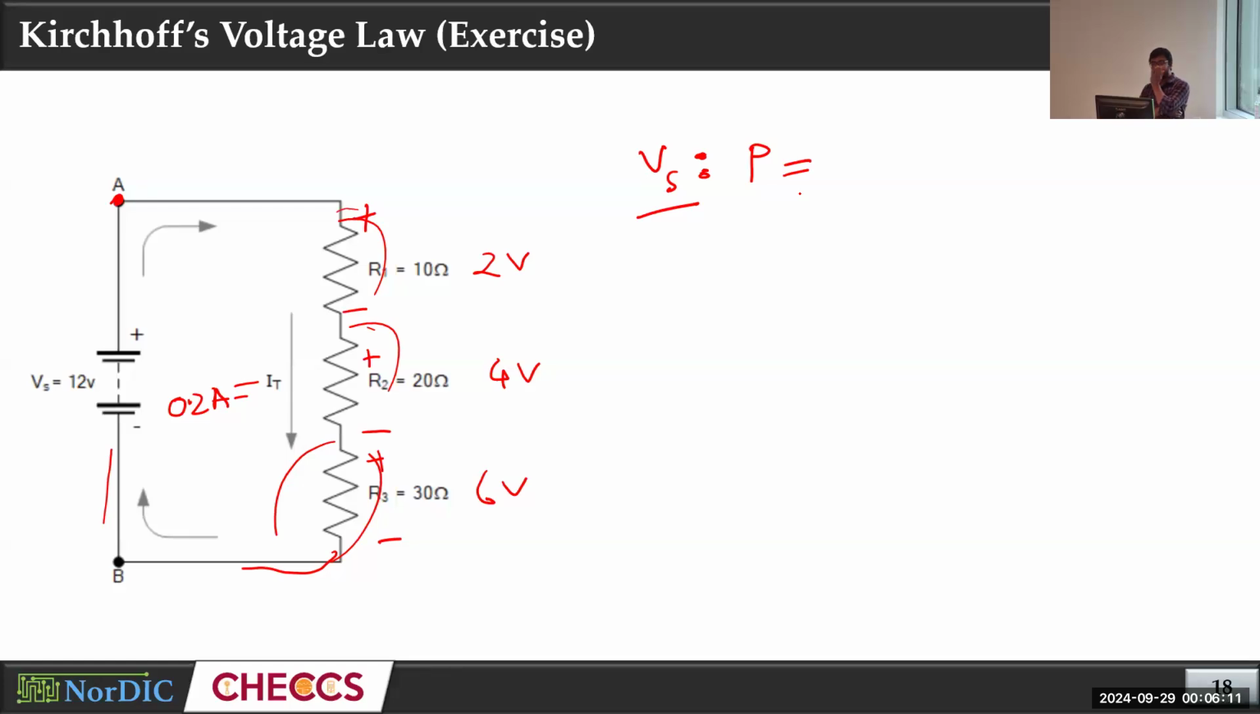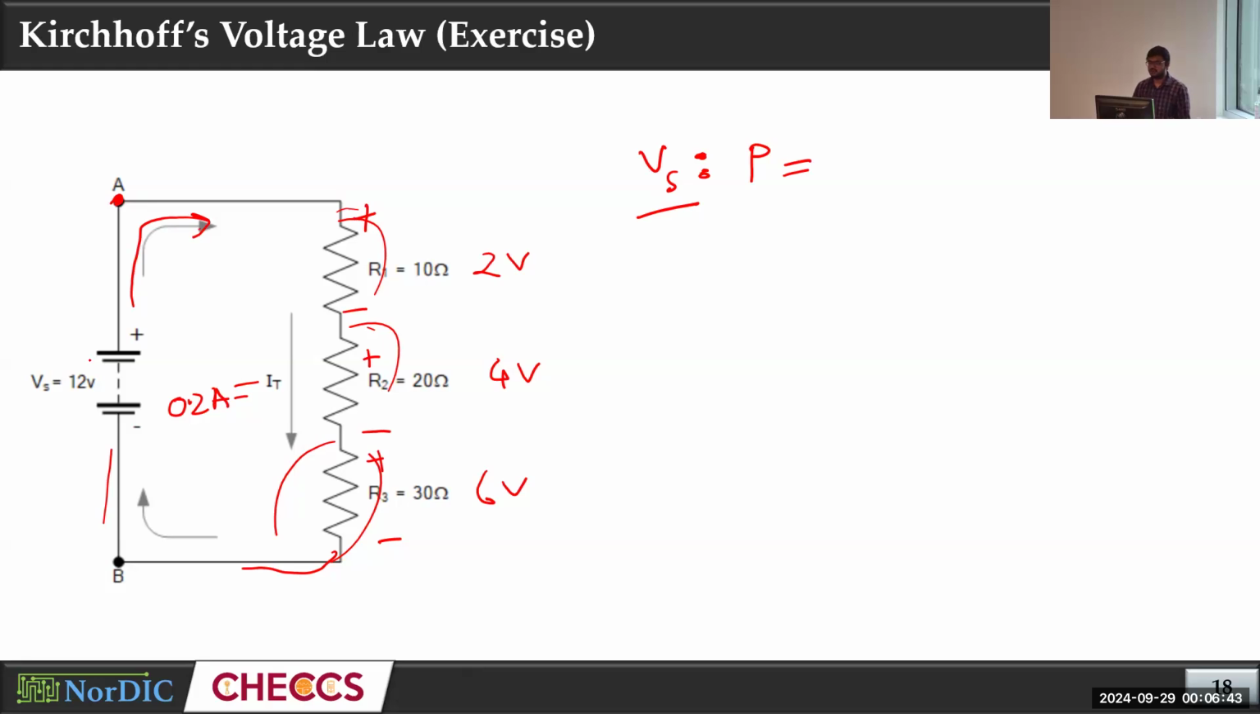For the power, the convention is that if the current enters through the positive terminal, that should be positive power. So for Vs, is the current entering through the positive terminal or leaving through it? Entering to the negative, right? This is the direction of the current, you see. So it is leaving through the positive and entering the negative for Vs.